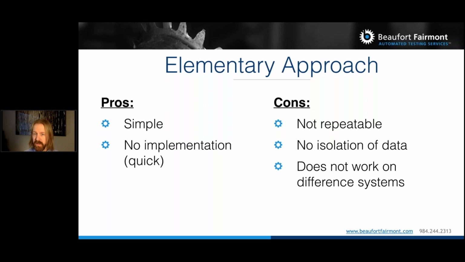The cons, well, it's not repeatable, right? You can't repeat the test case. There's no isolation of data, meaning you're using data, you don't know if anybody else is using it or any other tests are using it, so that data is not isolated between test cases or between individuals doing work. And it doesn't work on different systems.